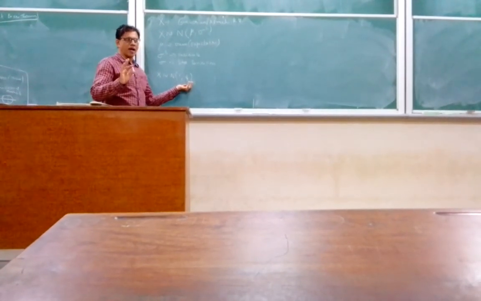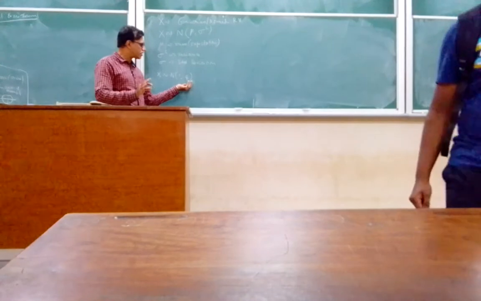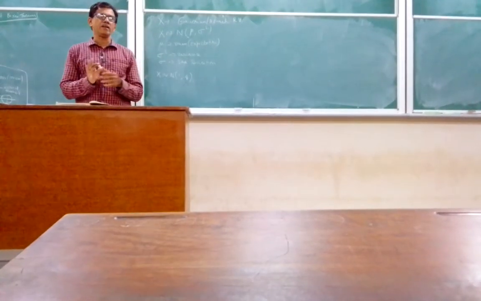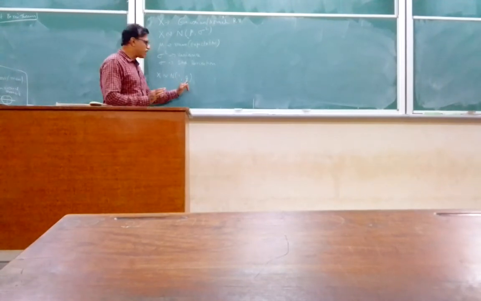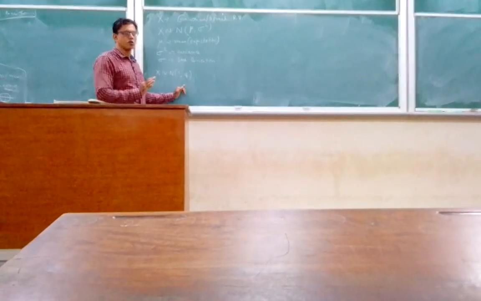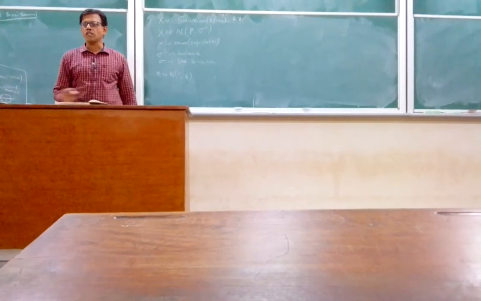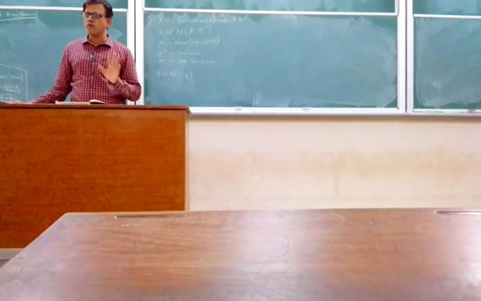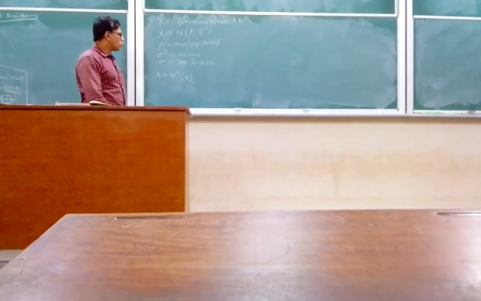We will use, as far as possible, unless otherwise mentioned, the convention that the second parameter is the variance and not the standard deviation. So the variance is 4 and the standard deviation is 2 for this Gaussian random variable. That is what we will try to adhere to.